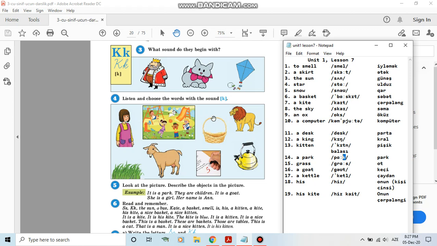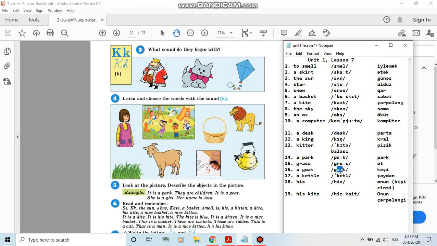It is a basket. Basket. It has the sound K. It's a lion. Lion. It doesn't have the sound K. It's grass. Grass. Ot. It doesn't have the sound K. It's a goat. A goat. It doesn't have the sound K.